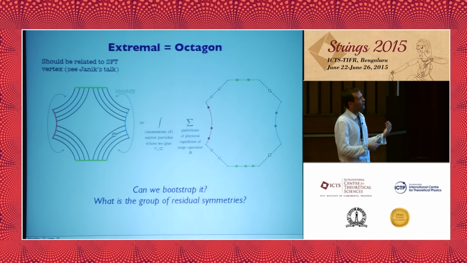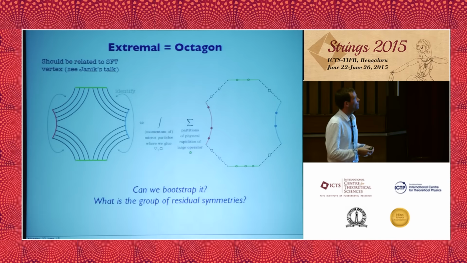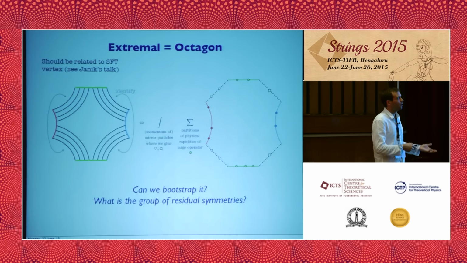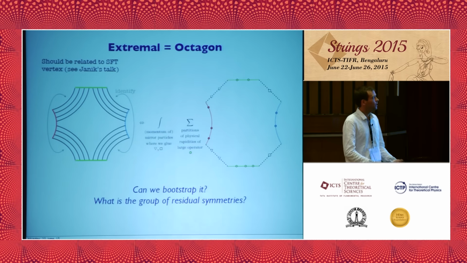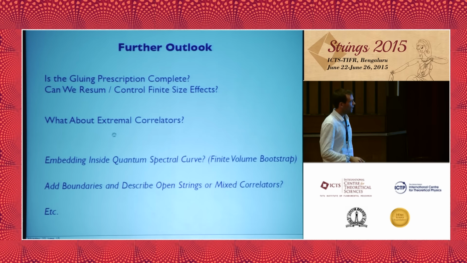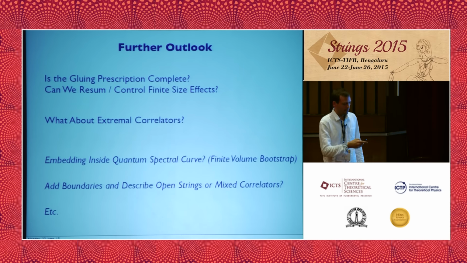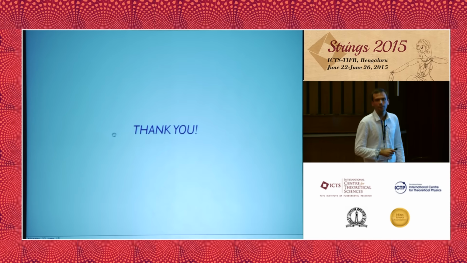We would like also to make contact with this string field vertex that Romuald described, which from our point of view we interpret as an extremal correlator. So this is what happens when one of the bridges in the middle disappears because the length becomes small. So the natural picture that we are getting is a picture of an octagon, and we do expect that this octagon should have some relationship with what Romuald discussed, but we don't have much to say at the moment on how to bootstrap this object. And eventually, there are many open questions that also wait to be answered. Thank you very much.